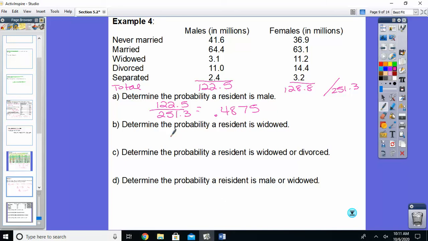So B, determine the probability a resident is widowed. What do we have to do there? Add up the widows. So if we add up those two numbers, I get 14.3.